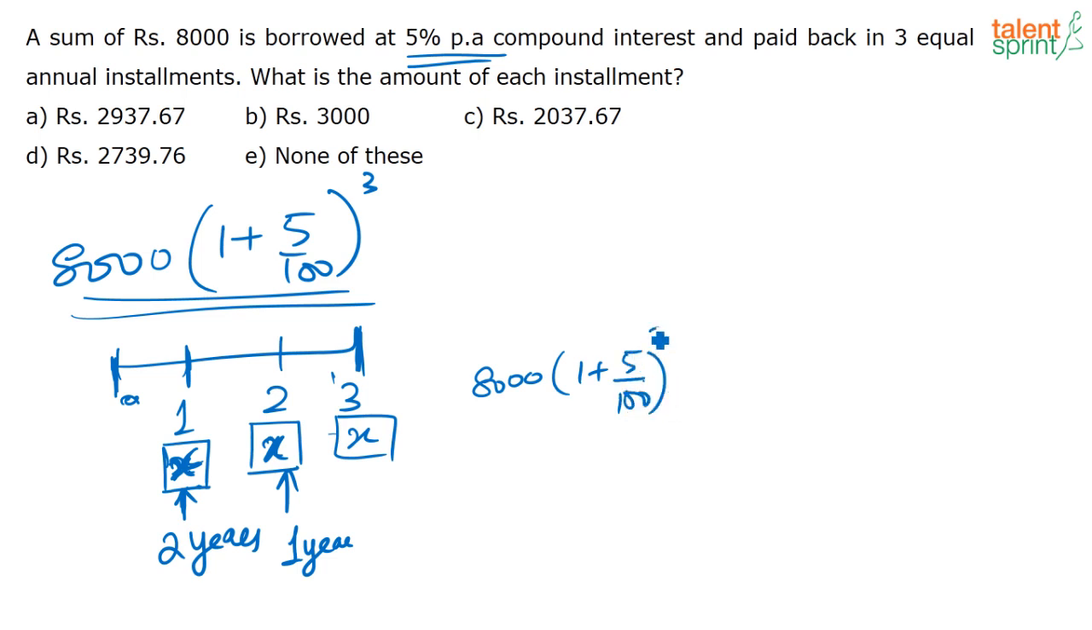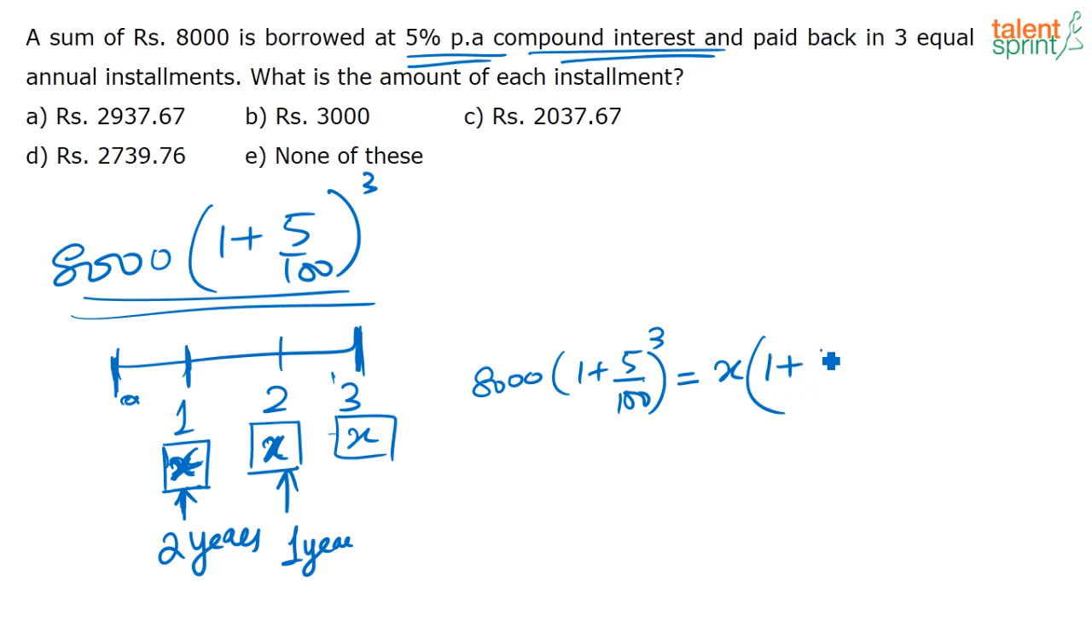The whole cube. So this should be the final amount that the banker should get. If you are borrowing from a bank, this should be the final amount that the banker should get. So this is equal to the first installment that I am paying, X, correct? This X rupees is attracting compound interest here in the question. So this X rupees is attracting how much? 5% interest for 2 years, correct?